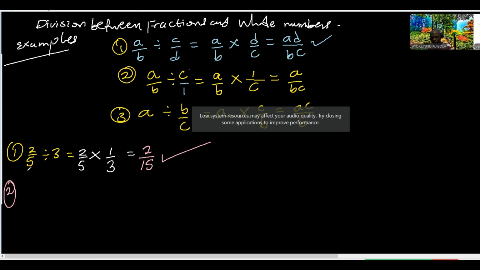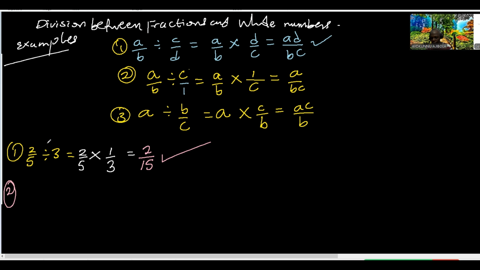Let's look at another example. Let's say we have 2 over 5 divided by 5. So this is supposed to be over 1, yes or no? Yes, 5 over 1. So we write our 2 over 5, then we put times. So tell me what to write now. You write 1 over 5. Very correct. So what should be my answer?